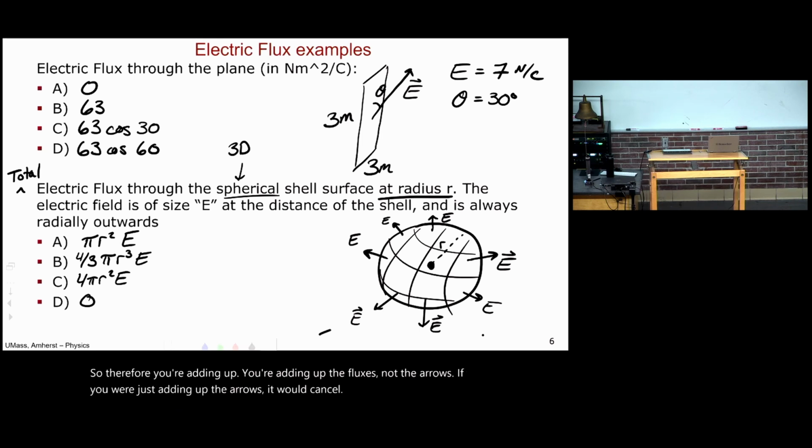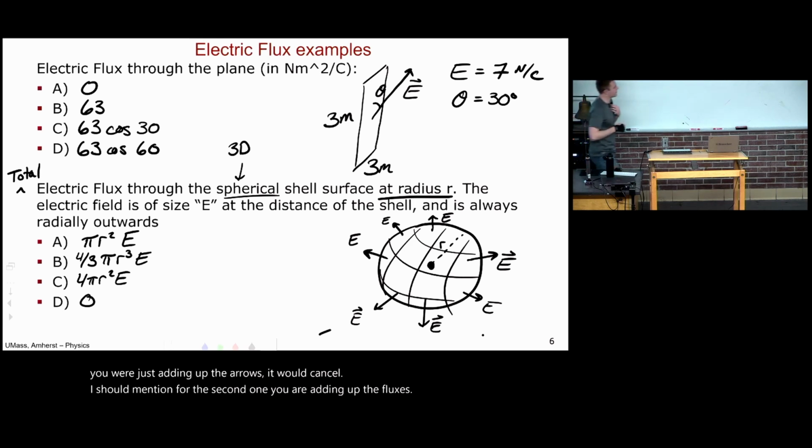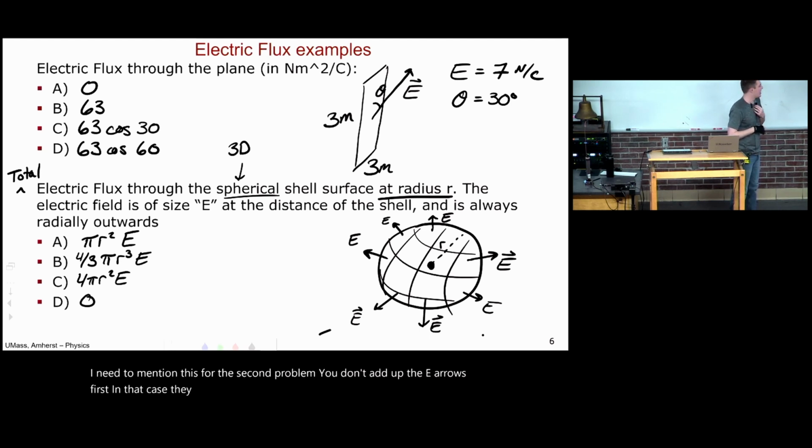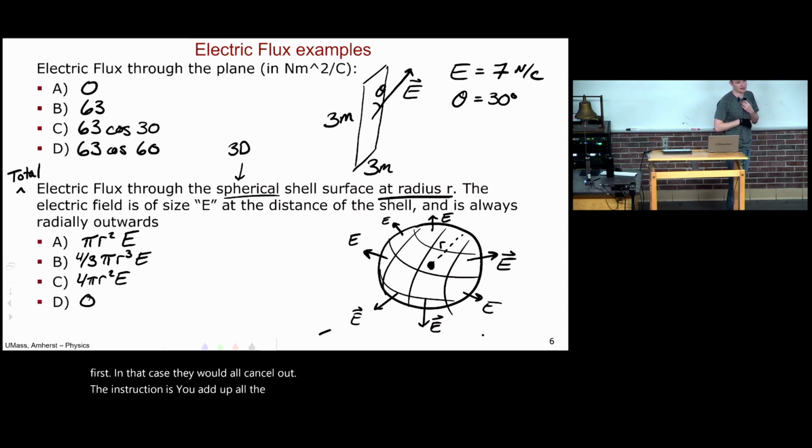I should mention for the second one, you are adding up the fluxes. I need to mention this for the second problem. You don't add up the E arrows first. In that case, they would all cancel out. The instruction is you add up all the fluxes. If the flux is positive and the flux at another area is positive, you just add them together. So you're looking for the total flux.